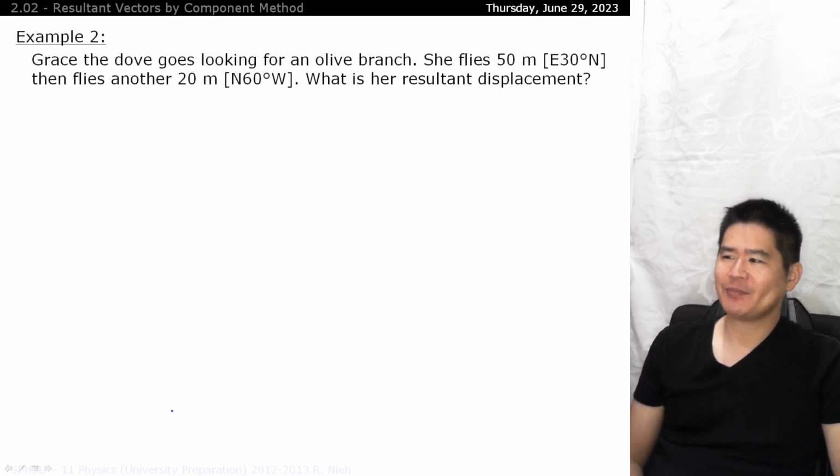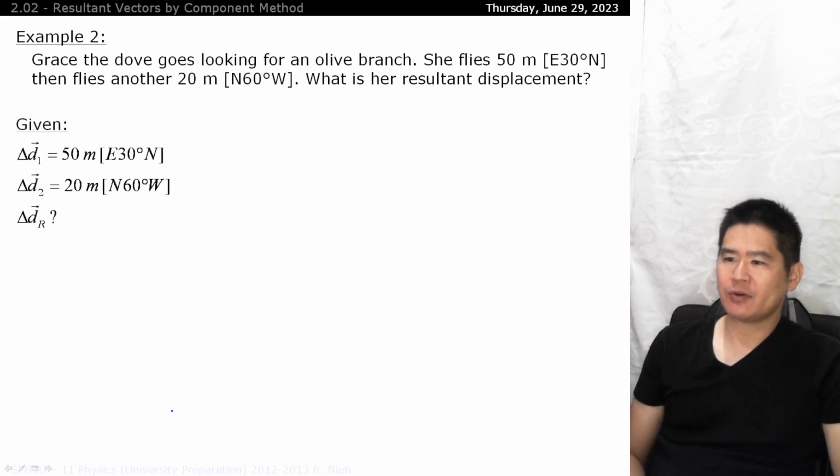All right, here's another example. Grace the dove goes looking for an olive branch. She first flies 50 meters east 30 degrees north and then flies 20 meters north 60 degrees west. What is her resultant displacement?